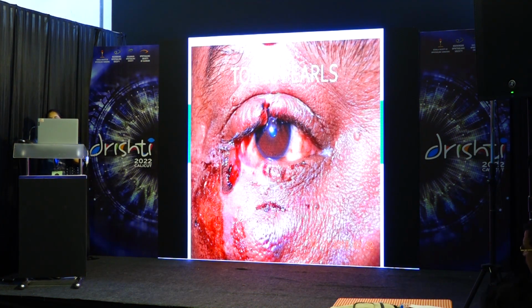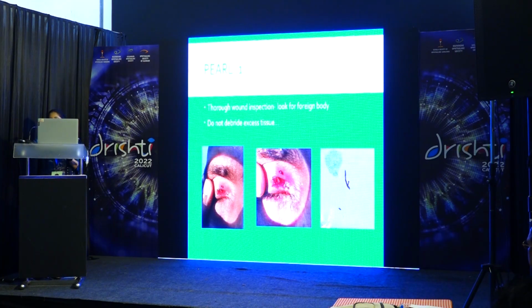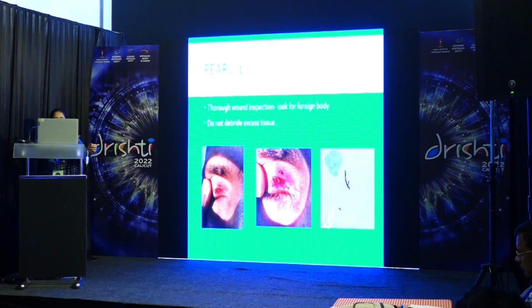I'm going to be sharing the top 10 pearls in eyelid and canalicular tear management. The very first thing is thorough wound inspection. Always look for foreign bodies, because many of these wounds can have small foreign bodies embedded in them, and we should not miss those. Sometimes the lid may appear apparently necrotic or devitalized, but all facial structures have high vascularization, so it's not essential to debride excess tissue. Many of these lid tears also appear a little larger than they are because of the unopposed action of the orbicularis, which should be kept in mind. And this is the small foreign body which is in the wound.